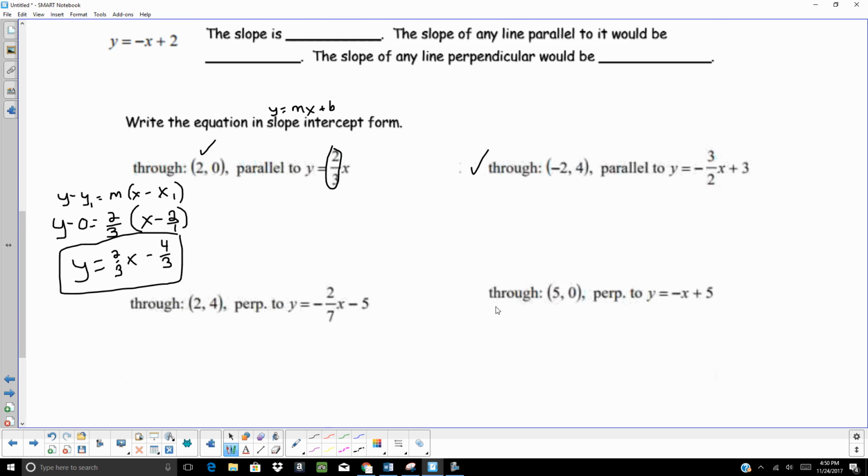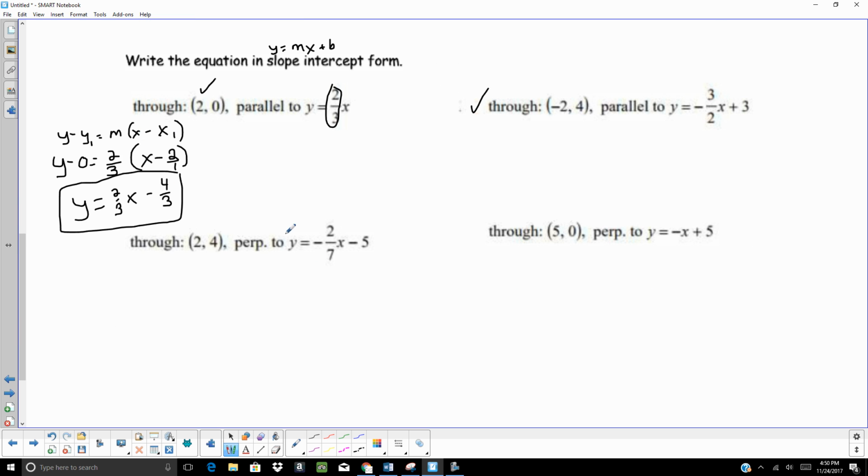All right, this last one is perpendicular. So my slope is negative 2/7. That means my perpendicular slope, remember that's the sign for perpendicular, is going to be the opposite sign, so positive, and flip it, 7/2. And that's the slope I'm going to use when it's perpendicular.